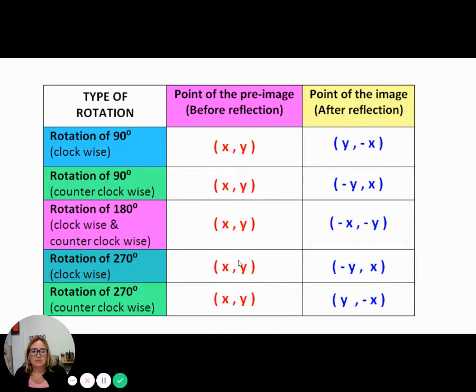I would highly suggest writing this down. This is going to be super helpful to you as you are doing your assignments, but also proficiencies. And then as we're building on transformations, you're going to want to have this in your notes.